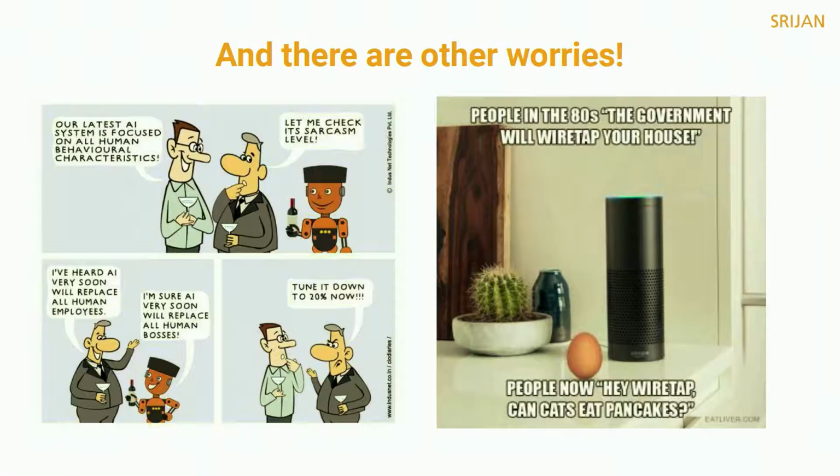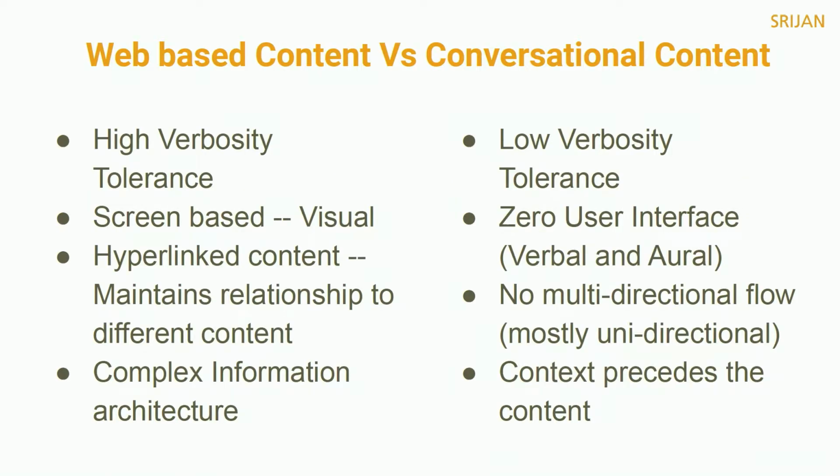Now I'll skip all this, which is more around why the bot ecosystem should be looked at. But the point is that right now, any content management system or any websites you build, or any marketing sites you build, or any content platforms you build, are just not ready for this world. What that means: we build content sites for web-based platforms. That means high verbosity content. That means very visual, screen-based.